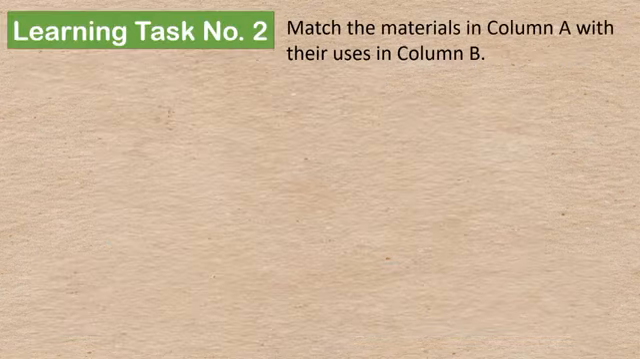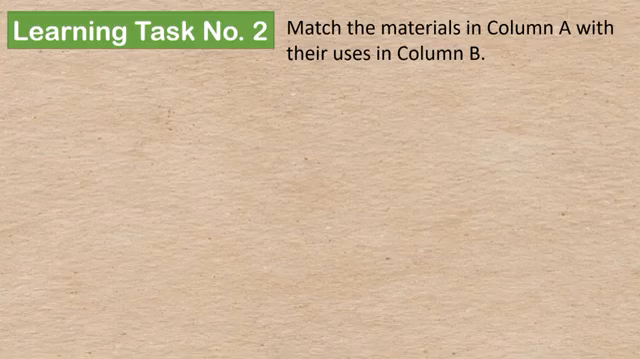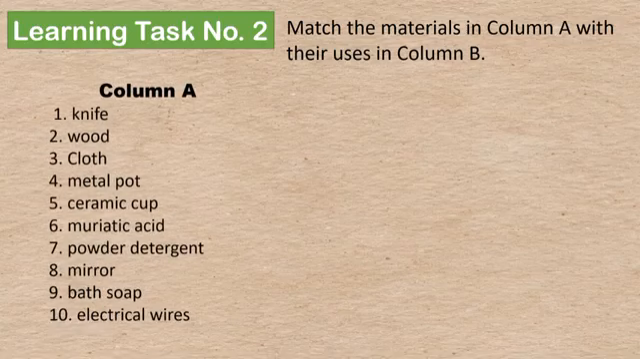Learning task number 2. Match the materials in column A with their uses in column B. This is column A. Number 1, knife. Number 2, wood. Number 3, cloth. Number 4, metal pots. Number 5, ceramic cup. 6, muriatic acid. 7, powder detergents. 8, mirror. 9, bath soap. 10, electrical wires.